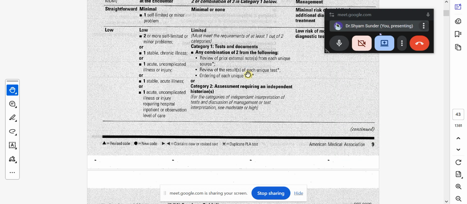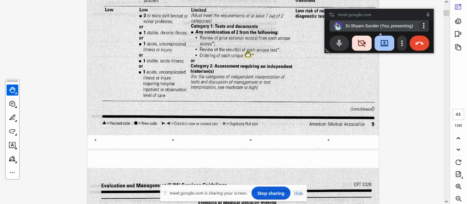So basically, there are three categories of sources from where you get the information. Number one category, tests and documents. That means the investigations, lab investigation, radiological investigations, that is data, right? And at the same time, the old records, previous records, that is tests and documents. The physician has to spend time to review the old records, to review the results, order tests. So that is category one.